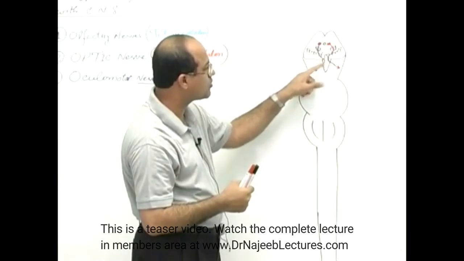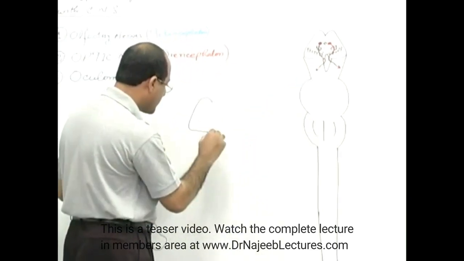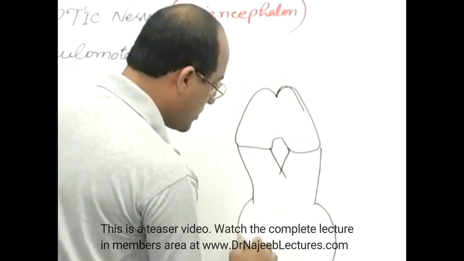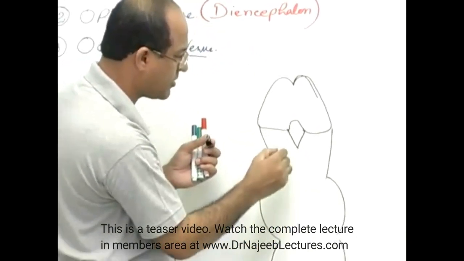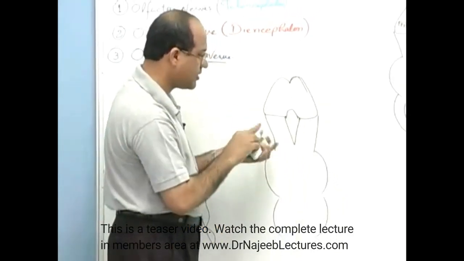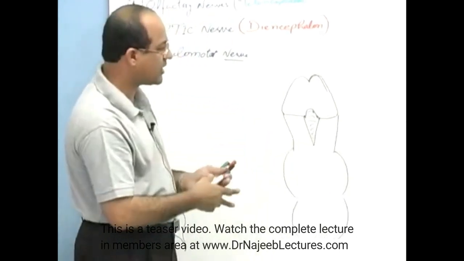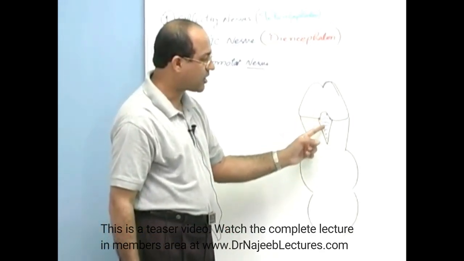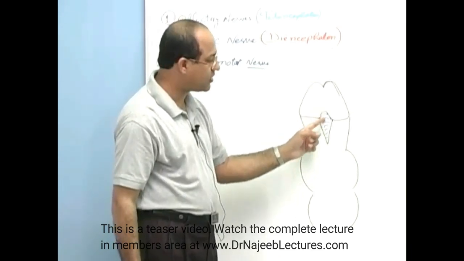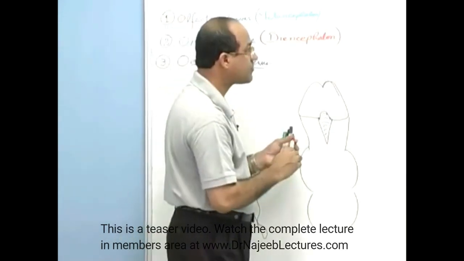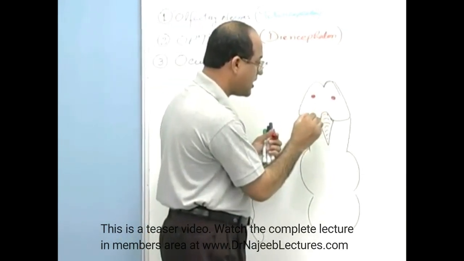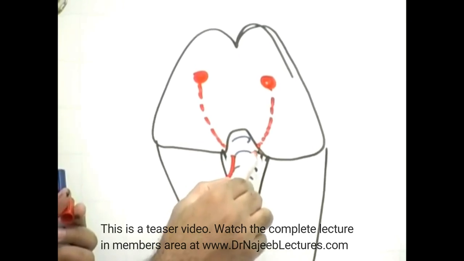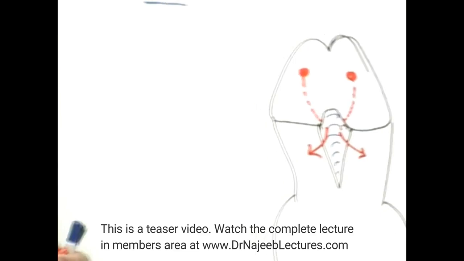Now, the space which is in between these two cerebral peduncles, let me highlight it. This particular space is a CSF filled area. This area is called the interpeduncular fossa. When we say this is the interpeduncular fossa, it means that basically the third nerve is emerging out of the central nervous system from the interpeduncular fossa. Is it clear?